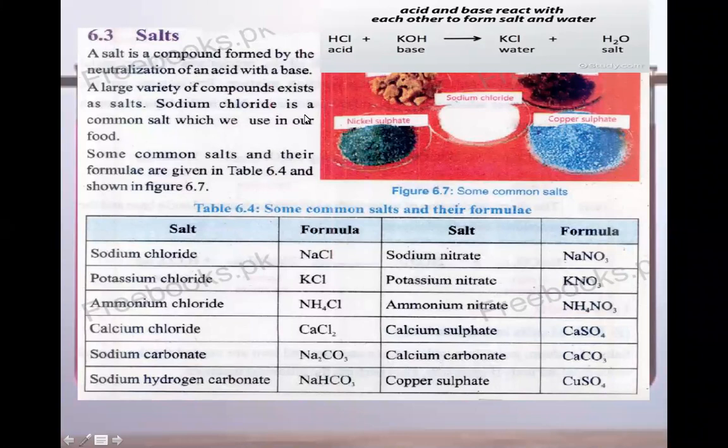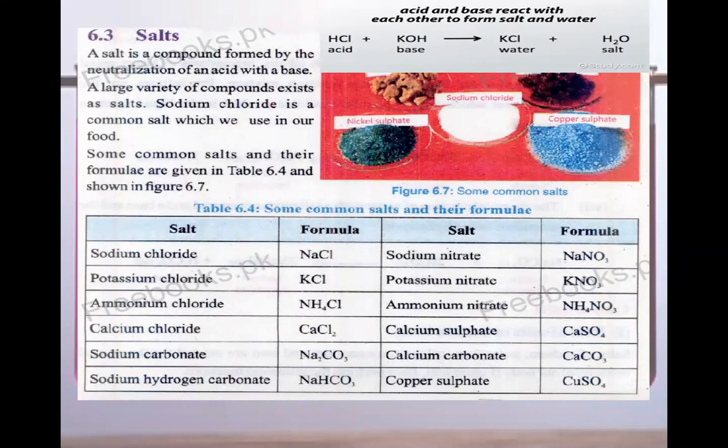A salt is basically a compound which is formed by the neutralization of an acid with a base. A large variety of compounds exist as salts. Sodium chloride is a common salt which can be used in our food. So salt, तो अब हम सब इस word से familiar हैं. It is a white crystalline compound, sodium chloride.